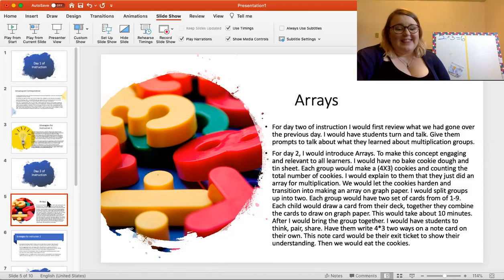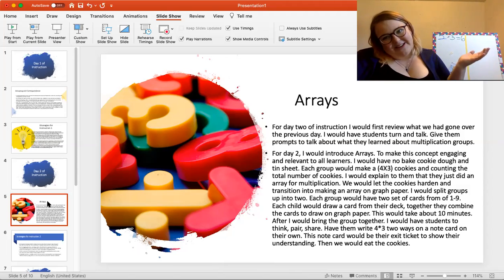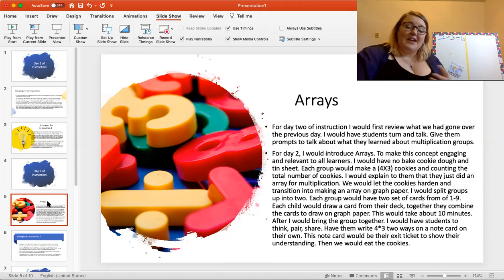And then I would have them give it to me as their exit ticket to show their understanding. And then we would eat the cookies. And I think that would be a fun way of introducing this concept to them and also not overwhelm them because they're also doing something fun and tangible.